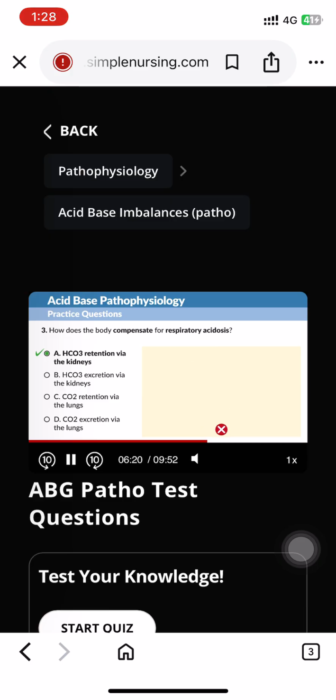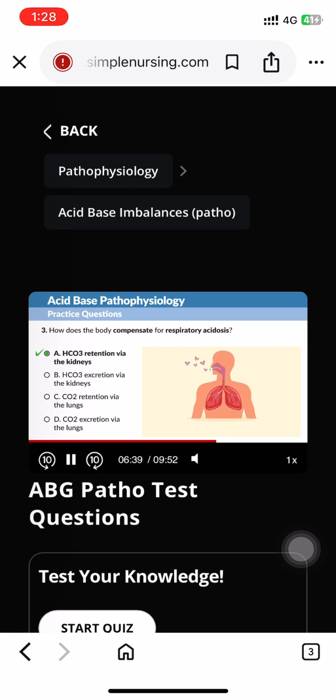Now C is incorrect because CO2 retention via the lungs. Remember, CO2, the memory trick, carbon diacid. If the client's retaining even more acid, they're going to be in more respiratory acidosis. So it's actually going to worsen the problem and not find balance.